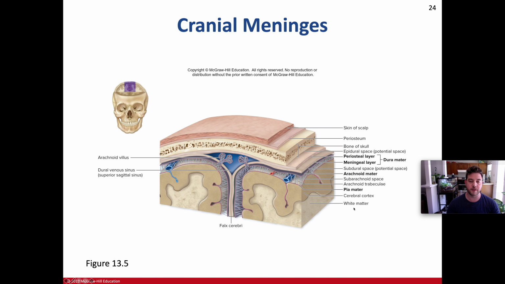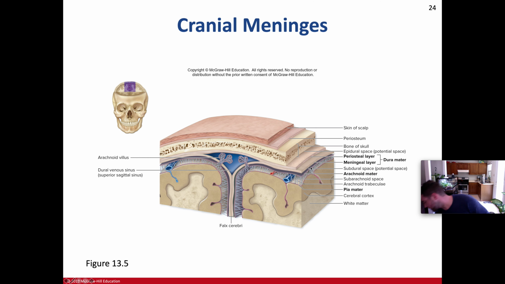So here is just a view of those. This is the skin, and then you start to get into the periosteum, the bone, and then from the bone to this periosteal layer of the dura mater, you have that epidural space. Then you have, again, just directly adhered to the periosteal layer is this meningeal layer.